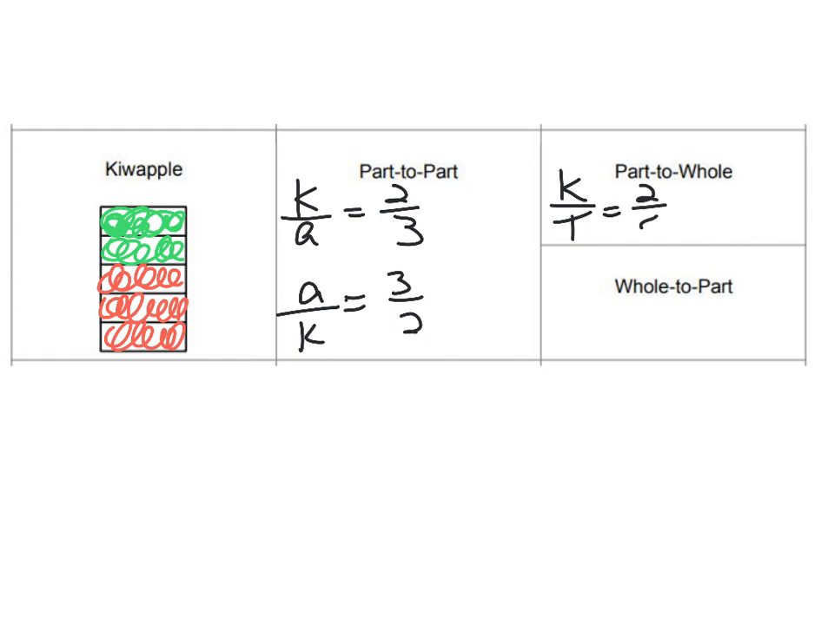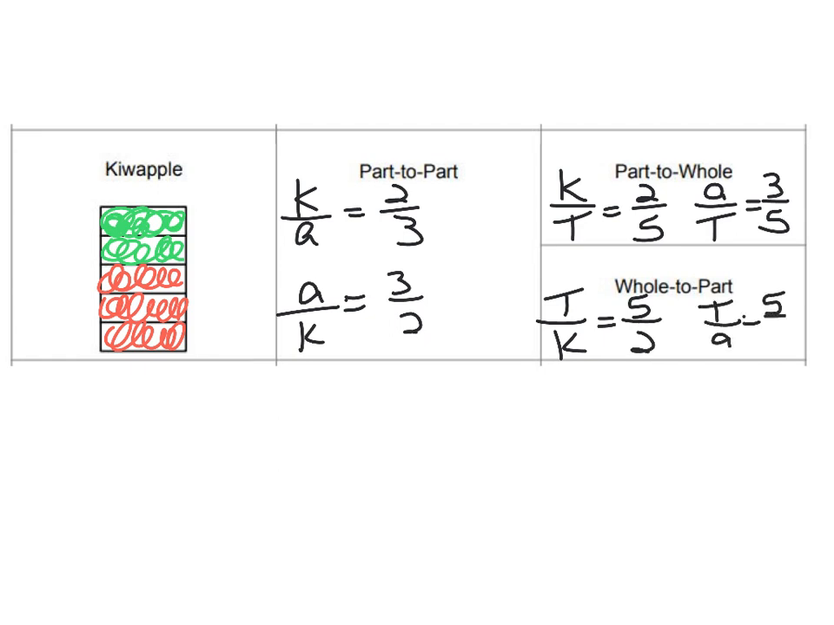So here it's going to be kiwi to apple, which is 2 to 3. Apple to kiwi, which is 3 to 2. Kiwi to total is 2 to 5. And apple to total is 3 to 5. Total to kiwi equals 5 to 2. And total to apple equals 5 to 3.